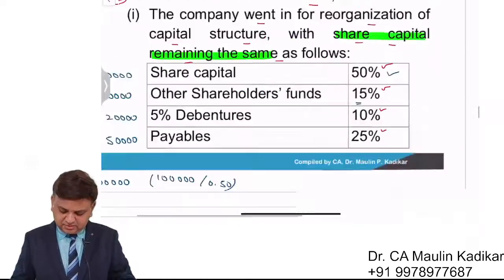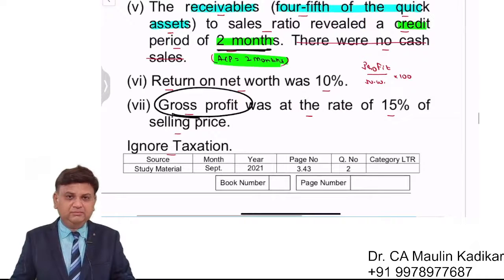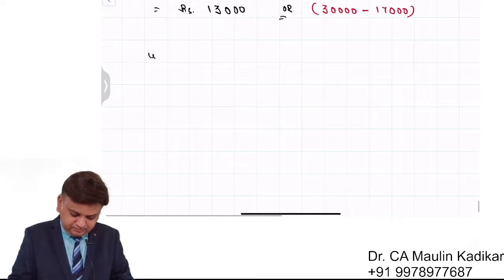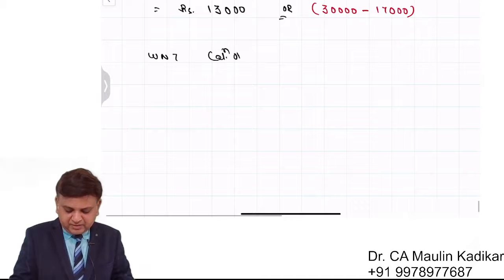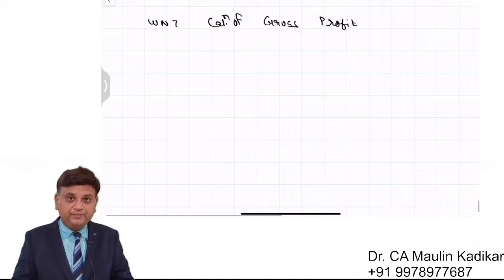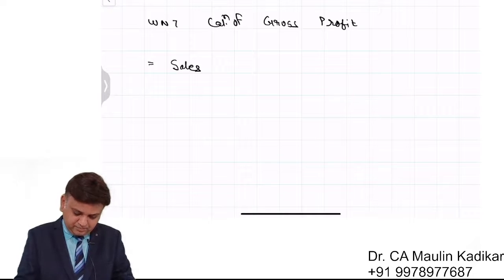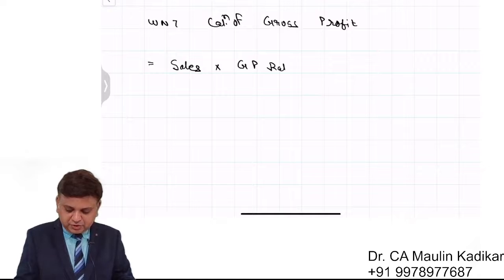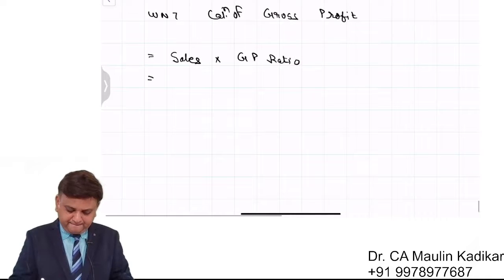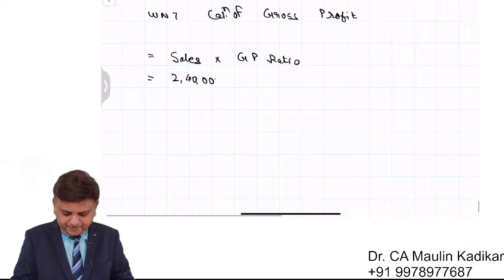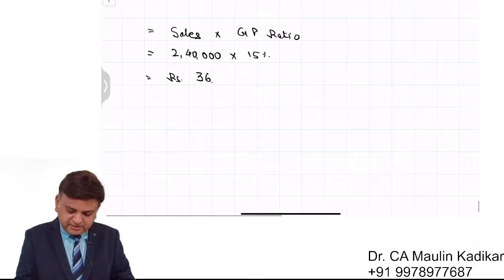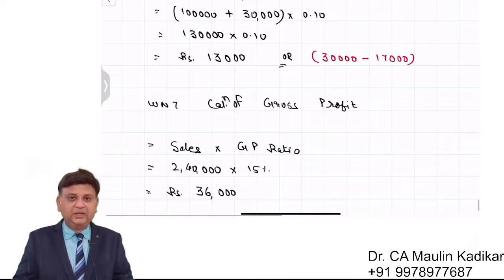The next information is the GP ratio. Of course, that is useful for GP. Working note number 7: calculation of gross profit. It is sales into GP ratio. The sales amount is 2,40,000 into 15%. That comes to rupees 36,000. That is the way the GP is found.